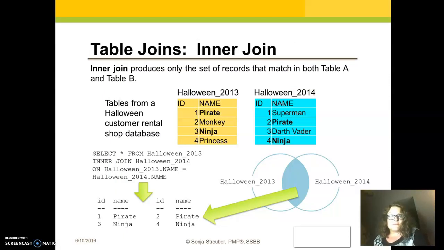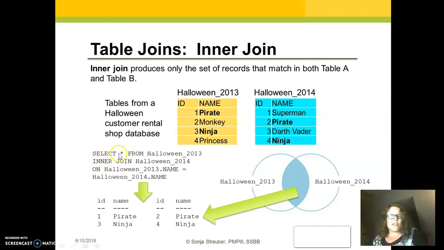But before we do that, let's talk about the inner join, which is one of the most frequent joins that we use. Here in our example tables, we're talking about a Halloween costume store. Here are the costumes for year 2013. Here are the costumes for year 2014. Now, how can we display the costumes that were in the store in both 2013 and in 2014? Well, let's see. We have to use an inner join.